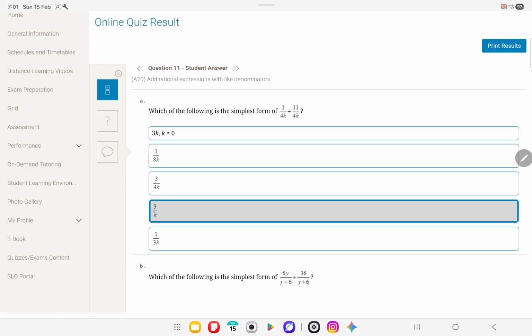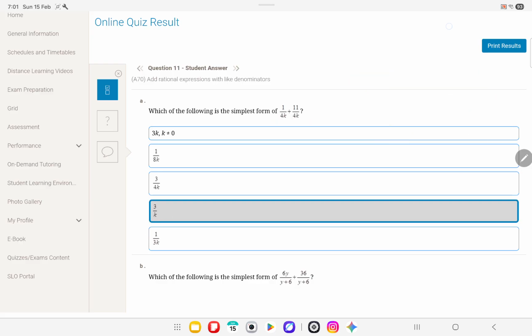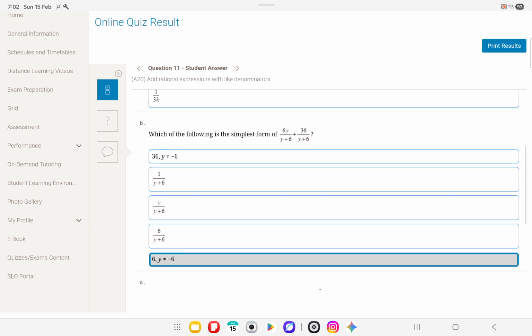Here is just same denominator, so we just add. It'll be 1 plus 11, which is 12 over 4k. Simplify 4 and 12 by 4, it'll be 3 over k. That's it. Now, they're asking us which of the following is the simplest form of this equation?